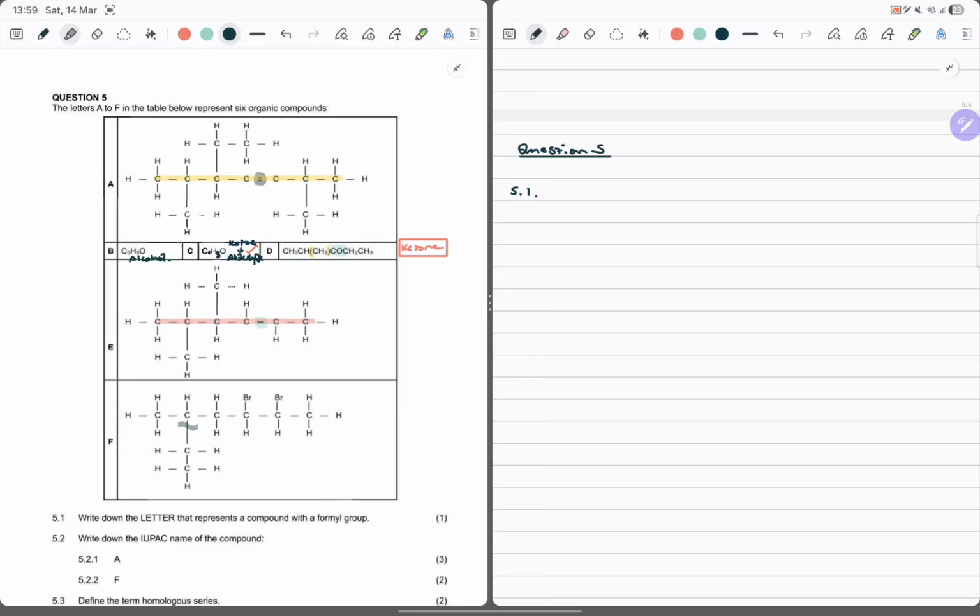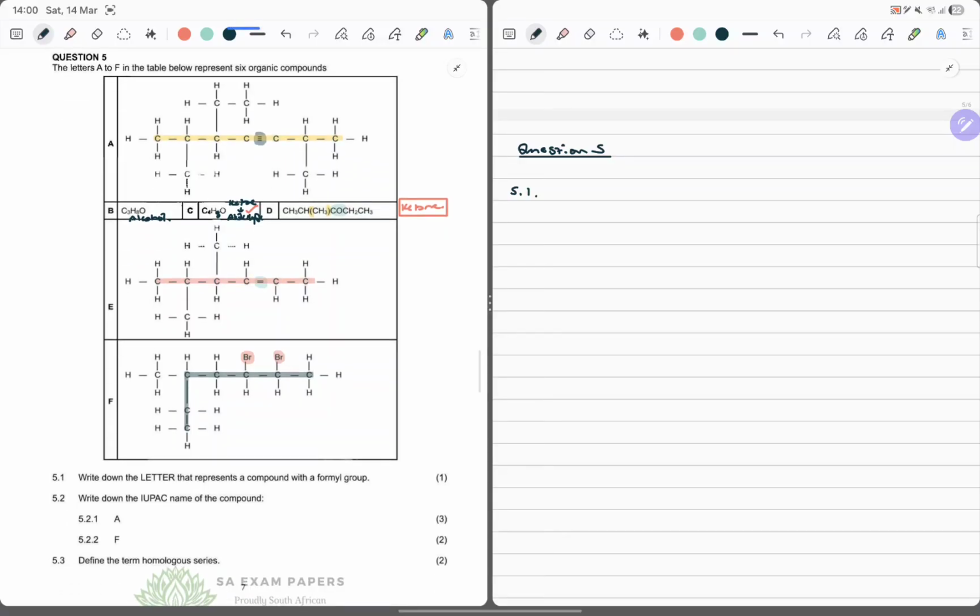Now F, we've got 1, 2, 3, 4, 5, 6, 7. So this one, can you see, is bent, and there's nothing you can do about it. This one is bent, and that's the longest chain. And of course we see that these are haloalkanes. So it's a haloalkane and it is branched. So let's leave it. Let's get to business.